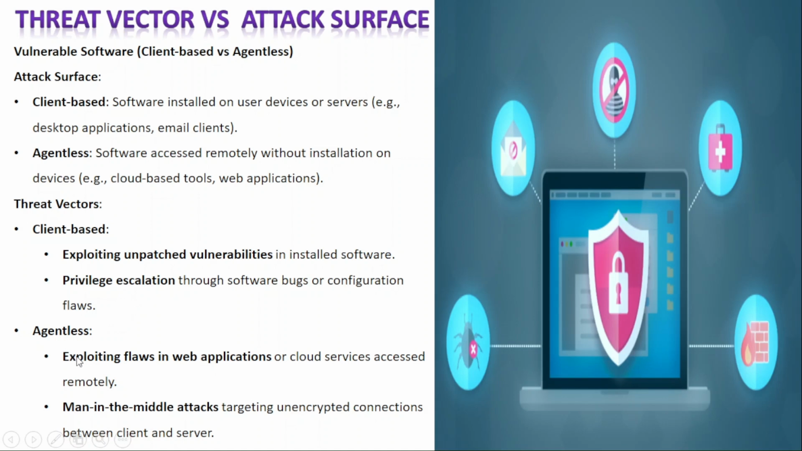And in case of agentless, the threat vectors include exploiting flaws in web applications or cloud services accessed remotely. And since these applications are accessed remotely, there are man-in-the-middle attacks targeting unencrypted connections between client and server. Since these are accessed over the cloud or over the internet, if the connections are unencrypted, a man-in-the-middle attack can occur.